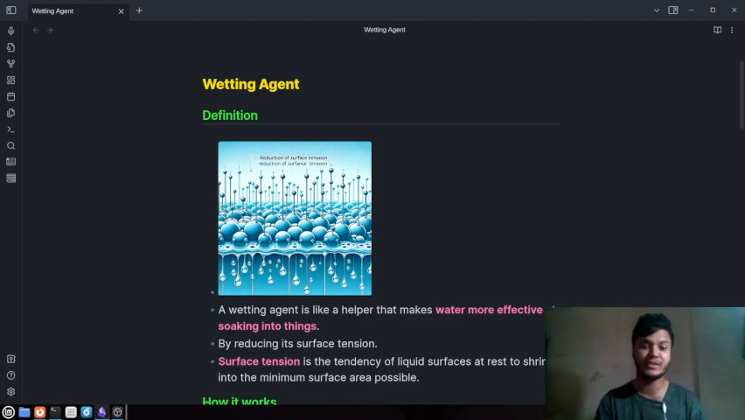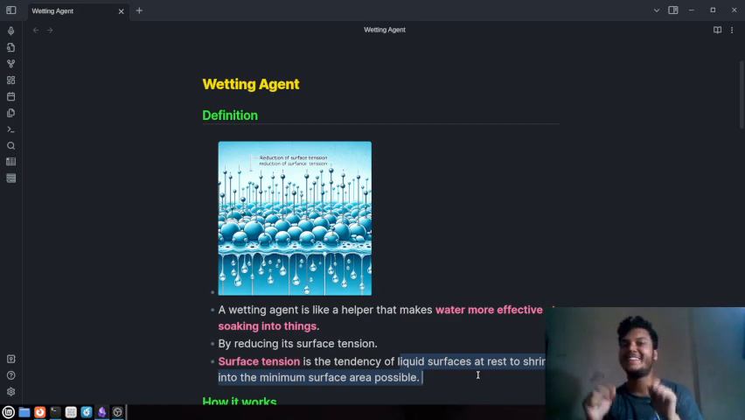Now, the surface tension is a tendency of a liquid surface at rest to shrink into the minimum surface area possible. That means that water at rest tries to reduce its surface area as much as possible. This is why we see the spherical shape of water in bubbles, because that is the least area it can take while at rest. And it is also the reason little insects can walk on top of water.